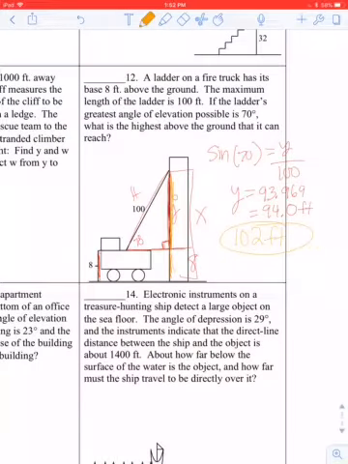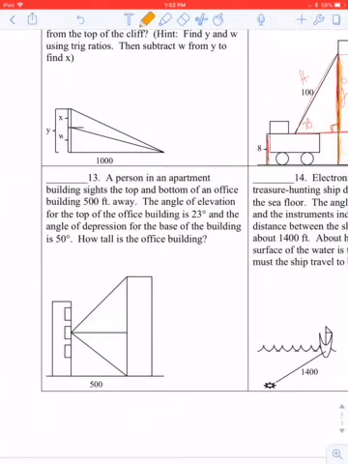Okay, so that's an example of when you would have to add the number that you're given in the problem up here. I know we did one in class where you had to subtract, so I wanted to do one where you had to add. The other one I wanted to do was number 13.